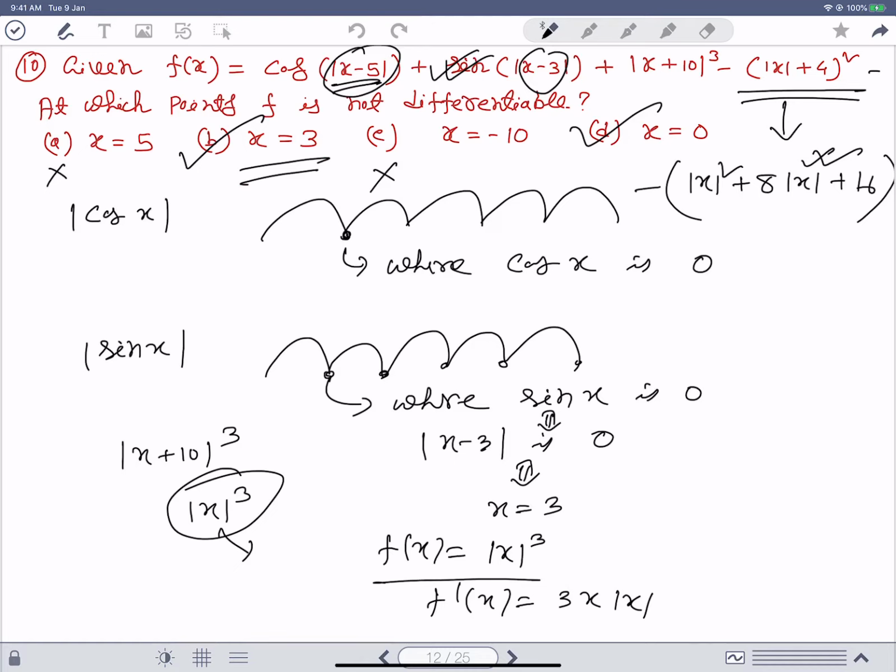Now, similarly, we know that mod x cubed is a differentiable function, and this is the derivative. You can calculate that. So, there is not a problem at x equal to 3, at x equal to minus 10, but again we can write this one in this form. Now, this is x squared, so we do not have any problem, but this is 8 mod x. Now, we know that mod x is not differentiable, right? So, therefore, we have a problem here. Okay? So, at x equal to 3 it is not differentiable, and at x equal to 0 this is not differentiable. Okay?